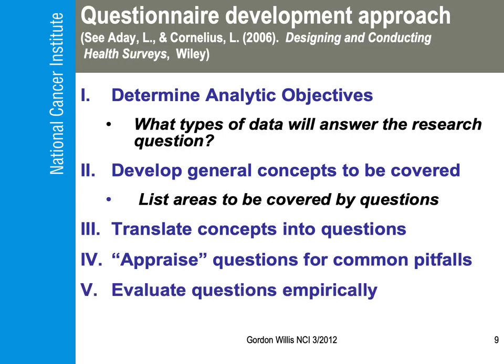A final and very important step involves evaluating the questions by testing them out on real people. This can be done through the practice of cognitive interviewing, which I will describe, and several other methods that I will simply mention. That's an overview of the process. I will next focus in a more detailed way on steps 4 and 5 in particular, appraisal and empirical testing.